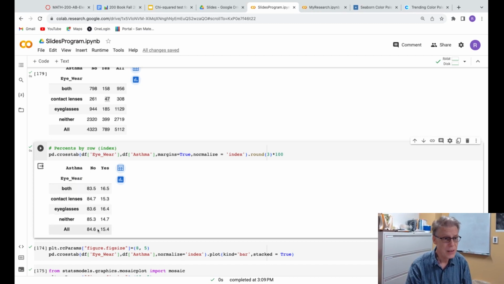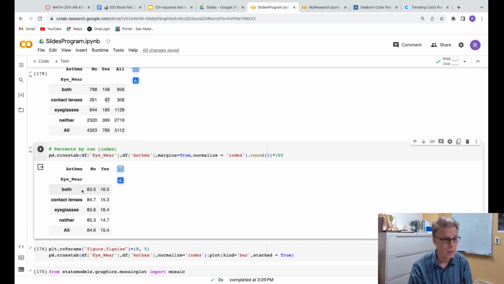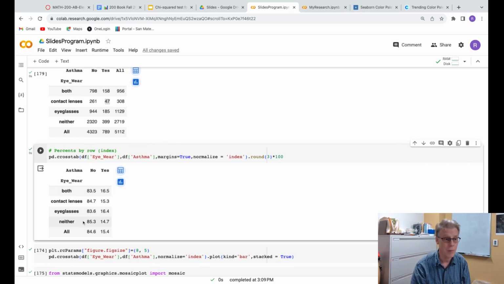So these percentages look pretty similar. I mean, here's 16.5 versus 14.7. Okay, those are different. If there was no association at all in this sample, then they would all be equal to this 84.6 and this 15.4. And there is a little bit of difference between these different categories. So both is different from contact lenses, is different from eyeglasses, is different from neither.